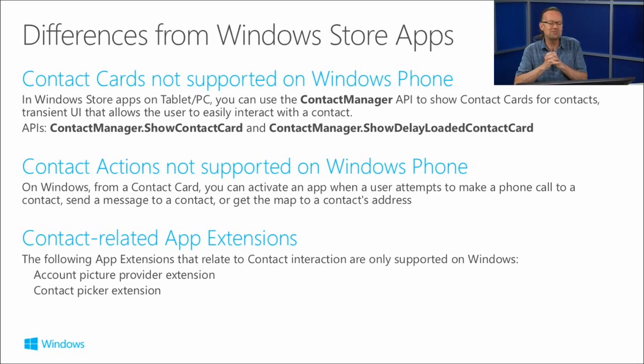And also there's this thing called contact action. So if you do have these contact cards, it comes up with a kind of abbreviated little view of a contact. And there are links on there like send an email or get a map to the contact's address. So those are built into the little UI. And you can actually activate particular apps to handle those when the user taps on those links. We don't have that. And there are some contact-related app extensions that are also tied in with that. So we've only got a subset of the capabilities we've got on big Windows. That kind of reflects the fact that we're not going to want to have transient UI on a phone screen in quite the same way. You can code up your own solution that does something similar.